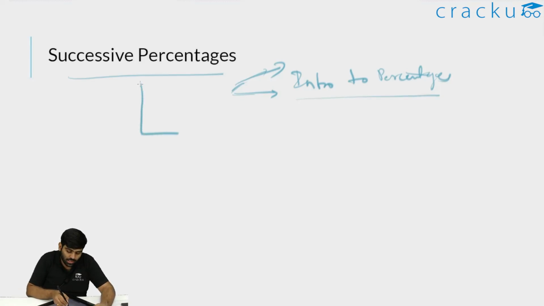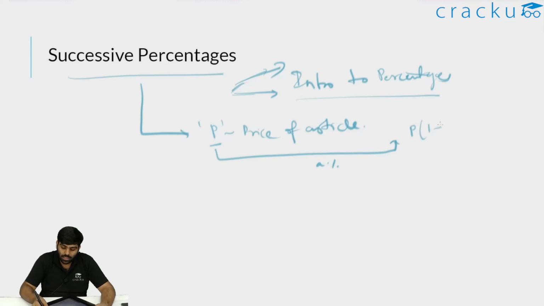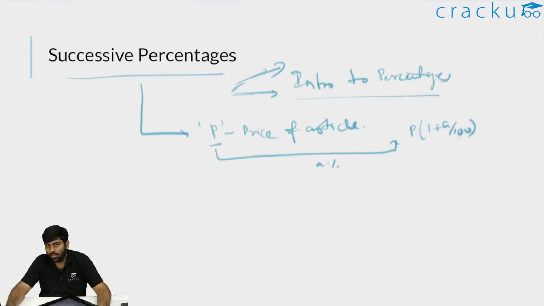So what are successive percentages? The concept is that, let's say there is a price P, the price of some article. Now the shopkeeper thinks of increasing its price. If I say increased by A%, that simply means P into 1 plus A by 100 is the price now. After increasing the price by A%, the price will be P into 1 plus A by 100.